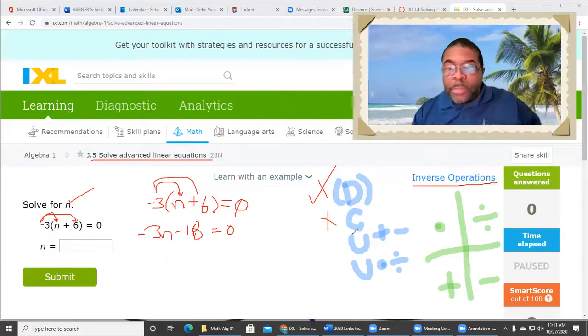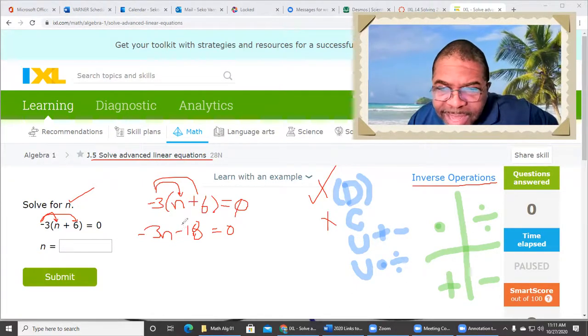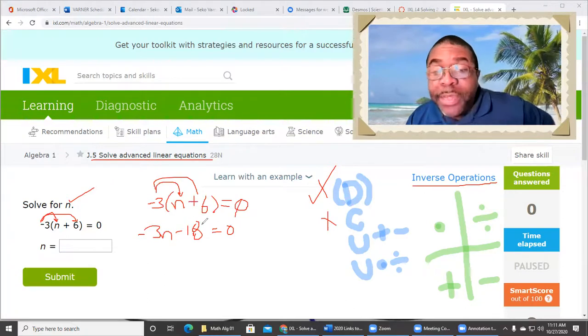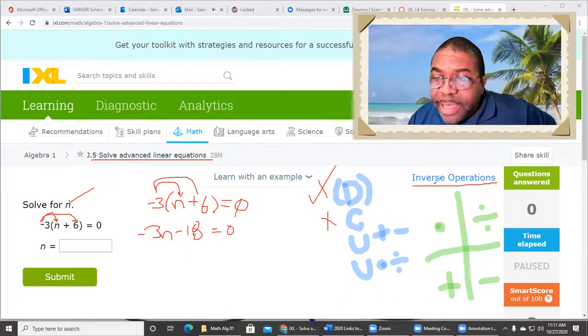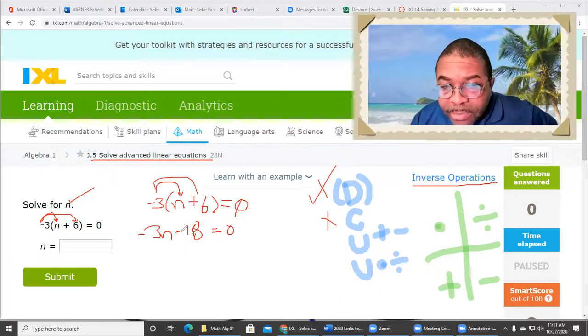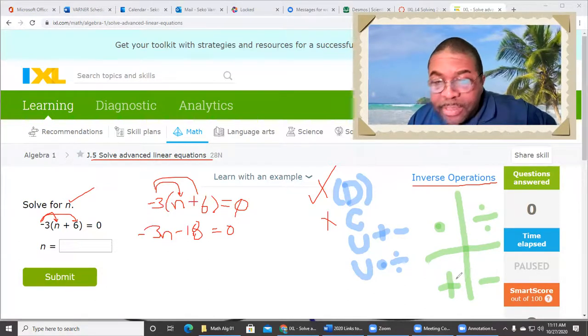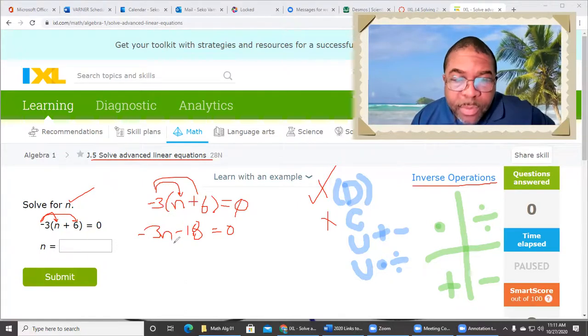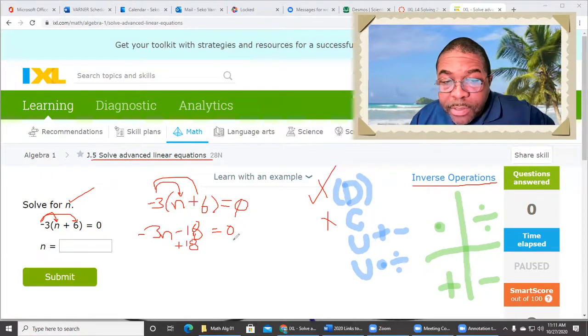Now, I'm going to undo with addition or subtraction. I have negative 18 on the constant. So I'm going to undo the constant by doing the inverse. The inverse operation of subtraction is plus. So I'm going to add 18 to both sides of the equation.